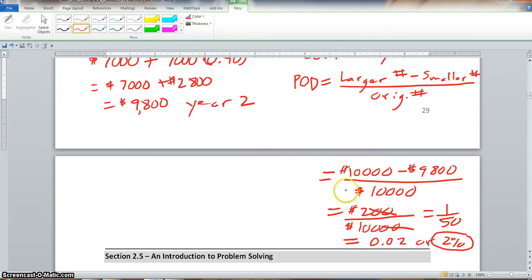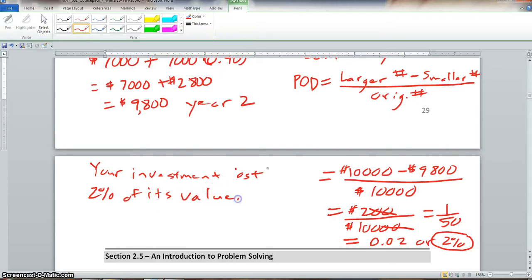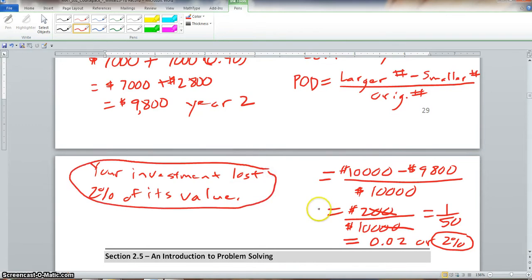So to write this out, because I ran out of space here, we could write this out as your investment lost 2% of its value. And that is your final answer.